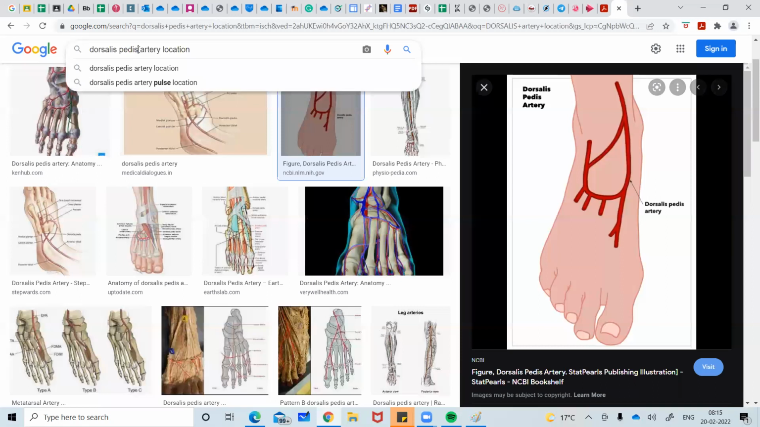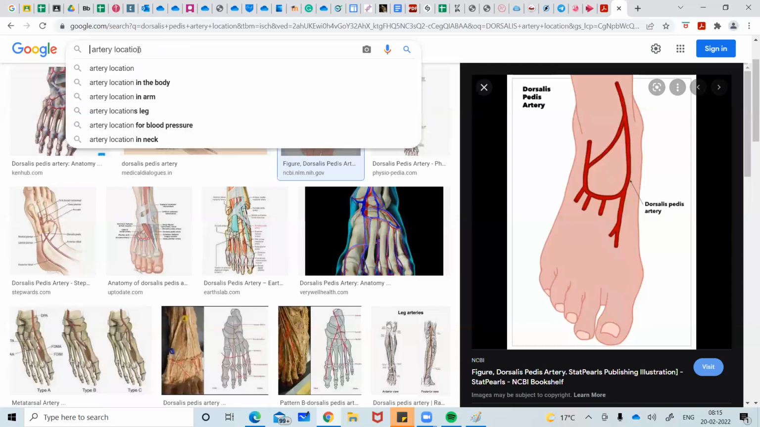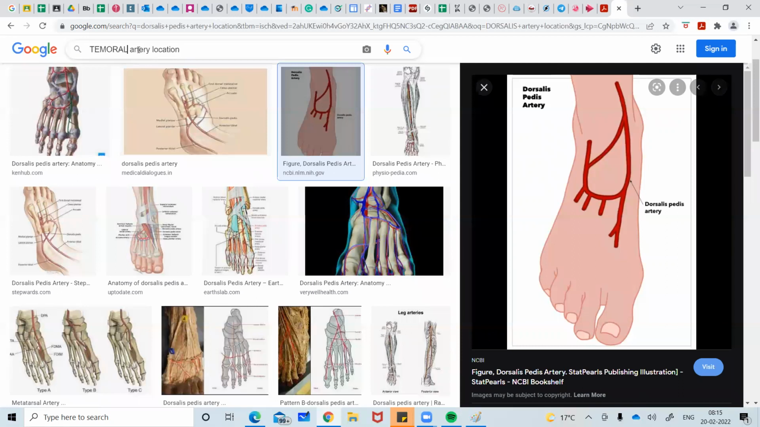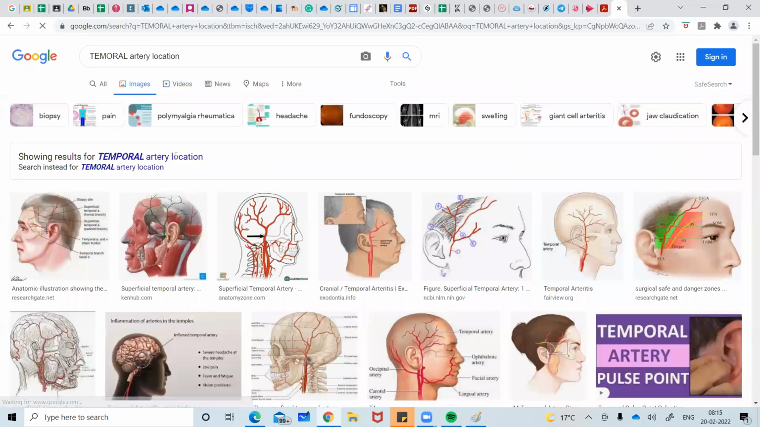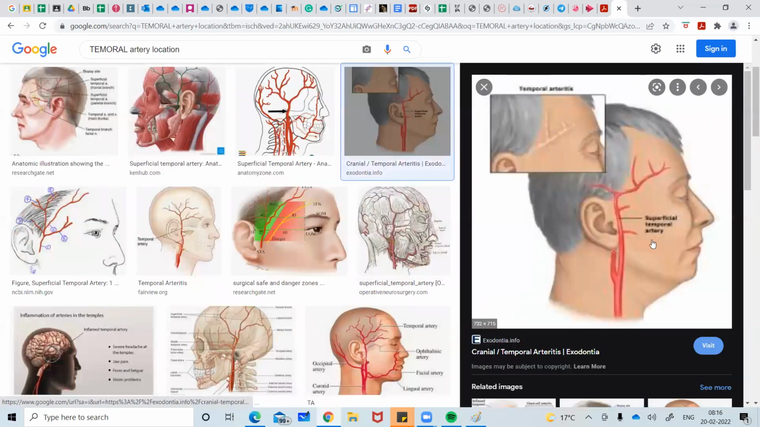Then temporal. Let me show you the temporal artery. Temporal artery is here. See, near the ear. Can you see? Why is it the temple region? Temple is like a dome shape, right? That's why. Okay, let's move to the last part of this pulse.